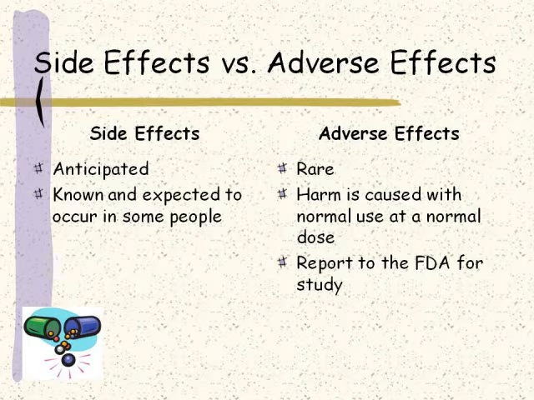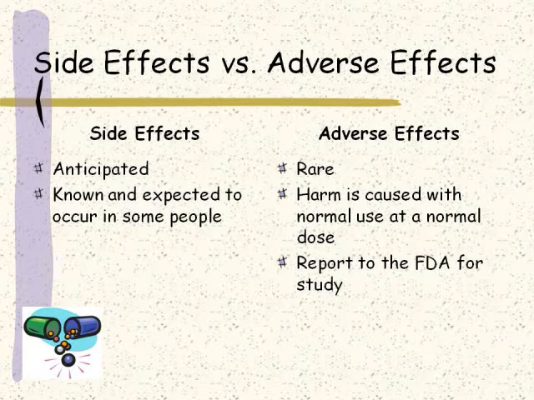Here are some of the differences between side effects and adverse effects. Now, side effects, we know people get them. They're anticipated. If you read the bottle, it tells you about side effects. A lot of things cause people to be nauseous. So the side effects are known and expected to occur in some people.